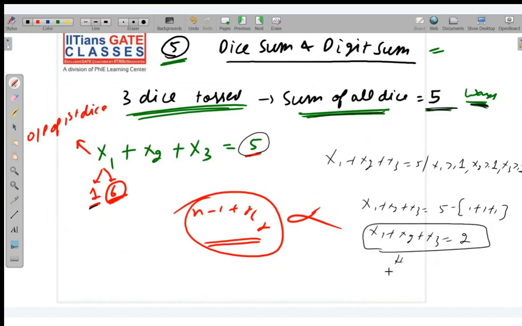So n minus 1 plus r C r. n is what? Number of variables. 3 minus 1 plus 2C2. So 4C2 is the answer.